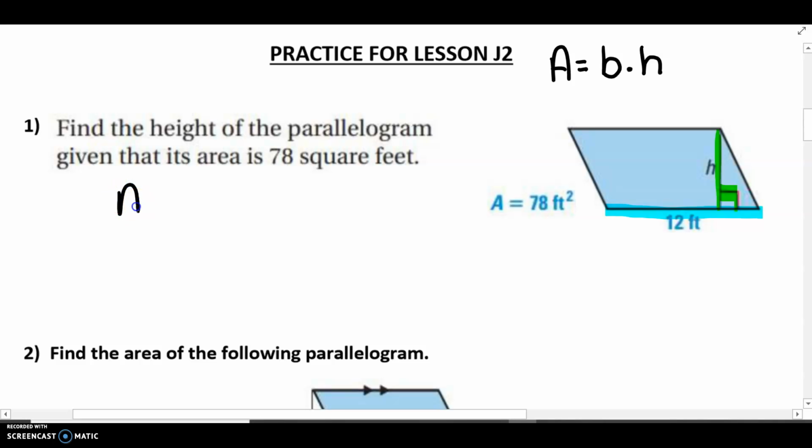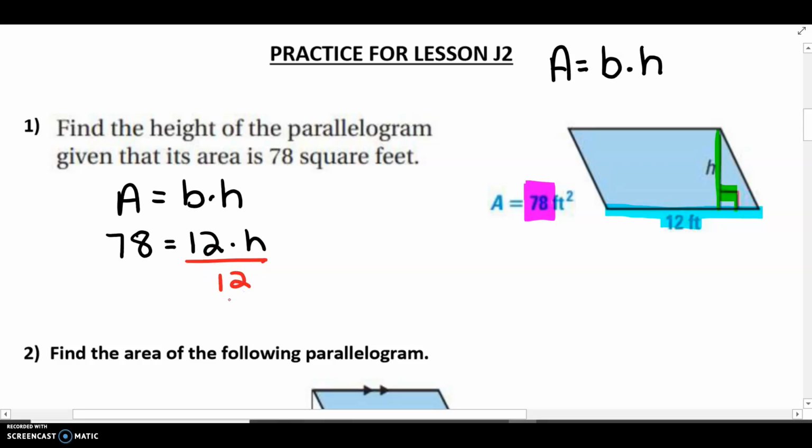So if I follow that formula and plug in what I know, they tell me that I have an area of 78. They show me that I have a base of 12. And now we can use that to find the height. If I want to solve for h and get it alone, I divide by 12 since it's 12 times h. 78 divided by 12 gives a height of 6.5. So my final answer here is 6.5 feet.